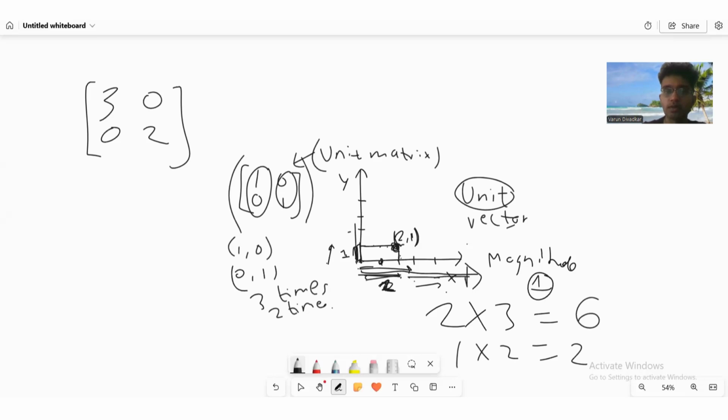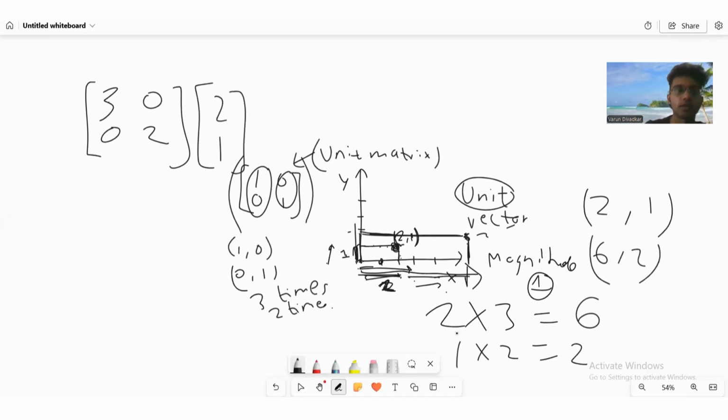So now your point 2, 1 has somehow transformed to something over here. So this point has now become this point, right? 2, 1 has now become 6, 2. So in matrix format, we represent this as 3, 0, 0, 2 multiplied by 2, 1 gives you 6, 2.